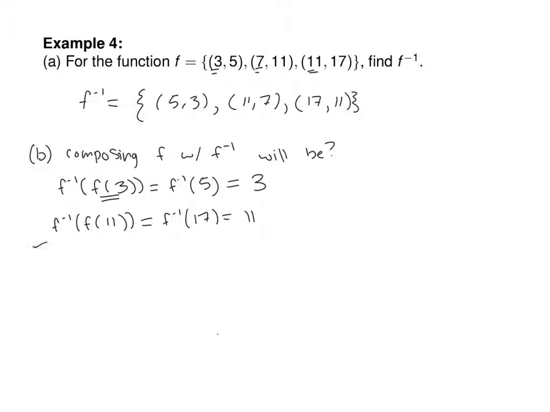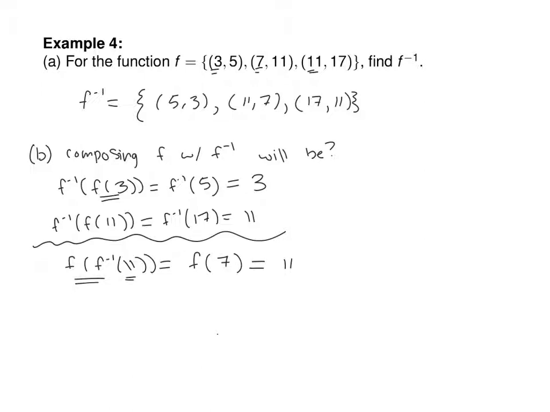Okay, but also order does matter to composition, right? So let's just try one the other way. Let's try f of f inverse of some number. So what numbers can get plugged into f inverse? 5, 11, and 17. Let's do 11. So that's f of 7, right? And what is f of 7? 11. So when you do a function composed with its inverse, you just get back x.